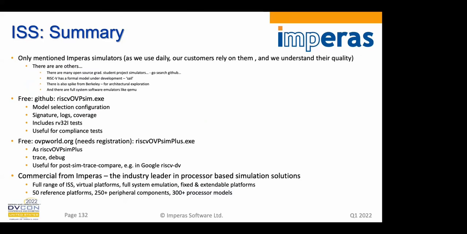RISC-V has a formal model under development written in the SAIL language out of Cambridge University. There's also Spike from Berkeley, which is an architectural exploration simulator. And there are full system software emulators like Imperas. QEMU is an example of one of them.